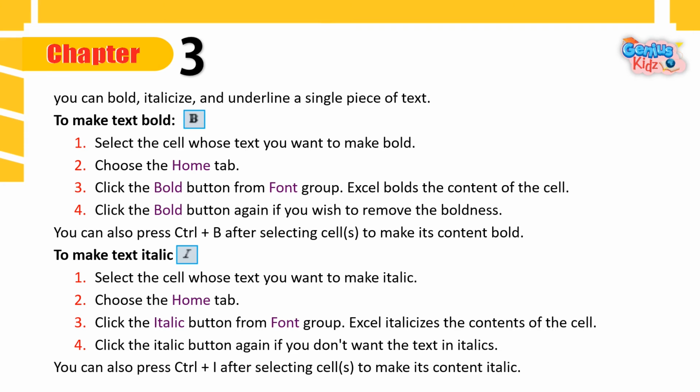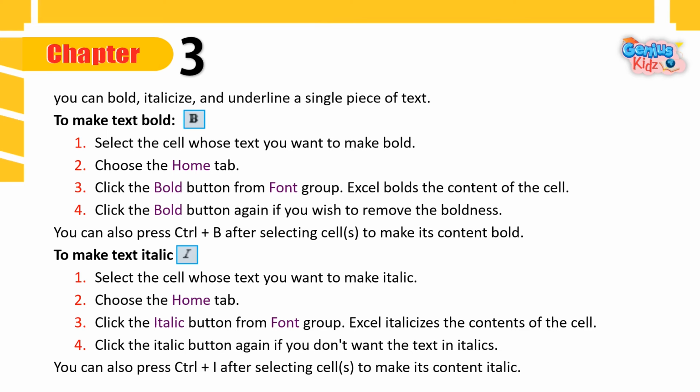To make text bold, 1. Select the cell whose text you want to make bold. 2. Choose the Home tab. 3. Click the Bold button from Font group. Excel bolds the content of the cell. 4. Click the Bold button again if you wish to remove the boldness. You can also press Ctrl+B after selecting cells to make its content bold.